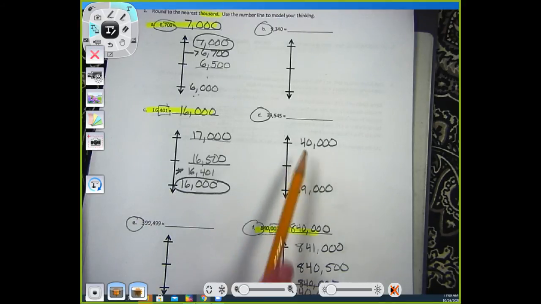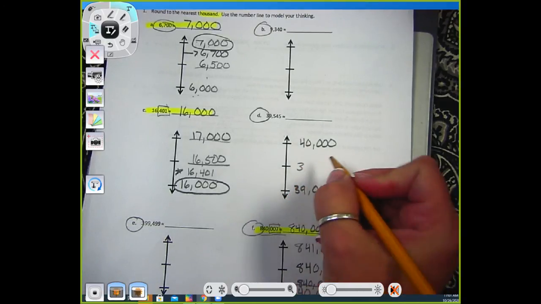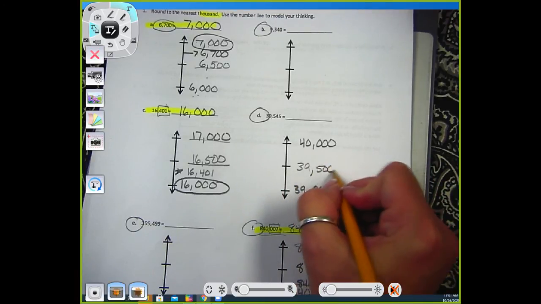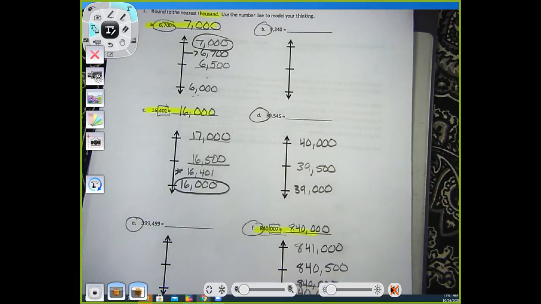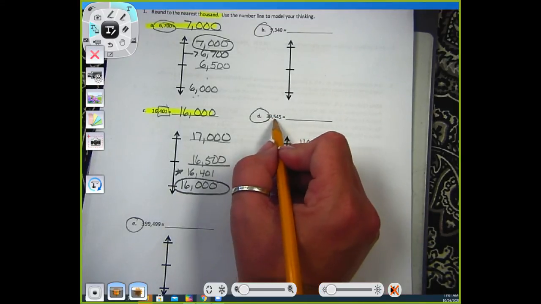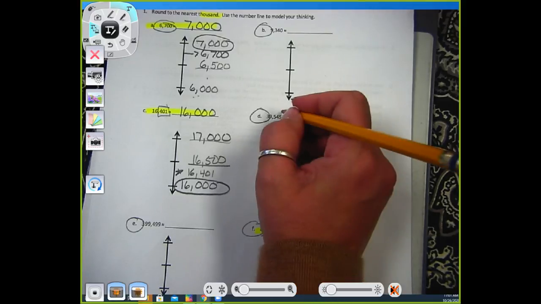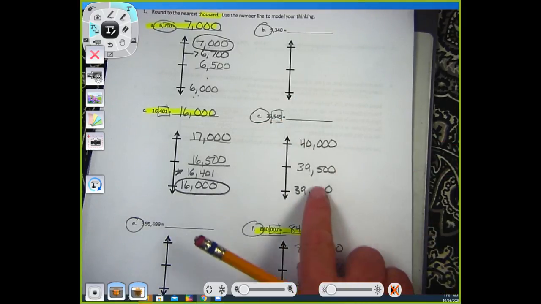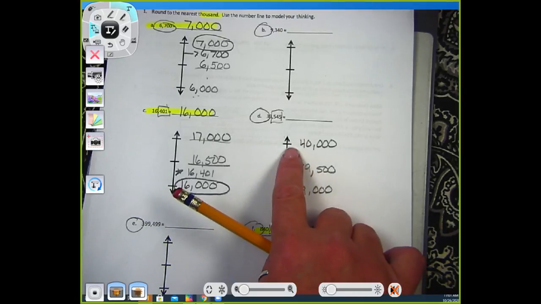Halfway in between. Ismail, what do you think? I think 39,500. Perfect. Yep. Good job. Okay, now we need to plot this. 39,545. So is the 545 below or above?